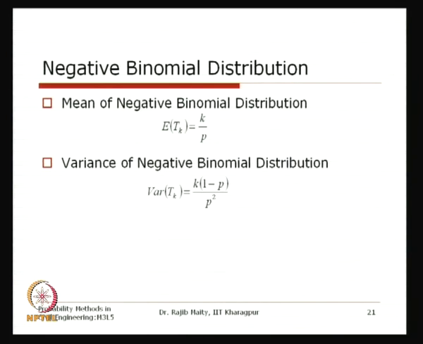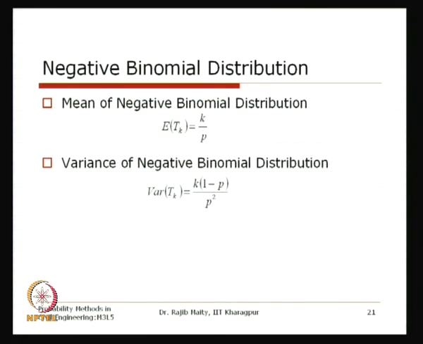Now, the mean of this negative binomial distribution can be shown to be k by p, and the variance of this negative binomial distribution will be equal to k multiplied by 1 minus p divided by p square.